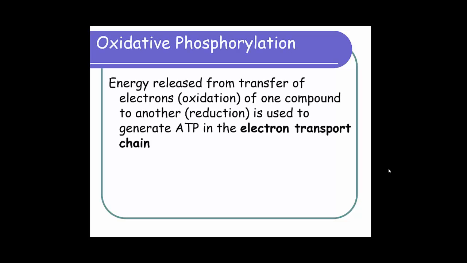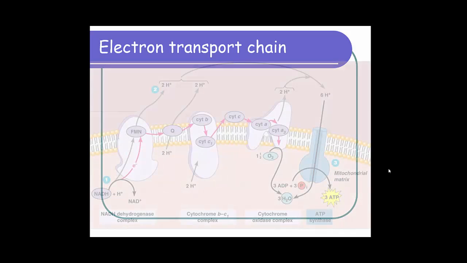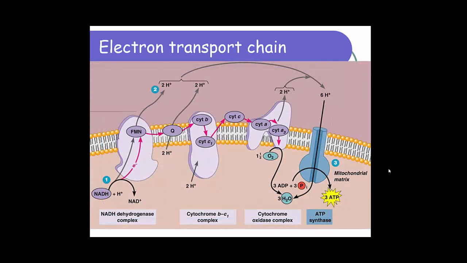Oxidative phosphorylation: energy will be released from the transfer of electrons, oxidation, from one compound to another that is reduced, and is used to generate ATP within some form of an electron transport chain. This is a picture of our electron transport chain that we have in our cells. We will go over it in more detail in just a moment. But basically what will happen is electron carriers such as NADH bring in hydrogen and electrons to this series of enzymatic reactions and eventually generate ATP by using an enzyme called ATP synthase.